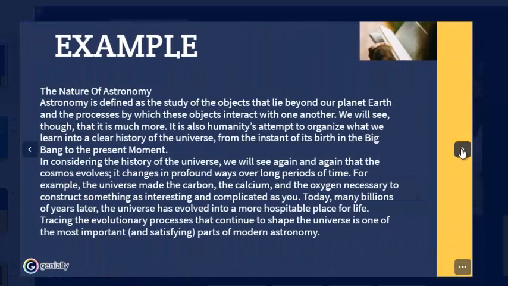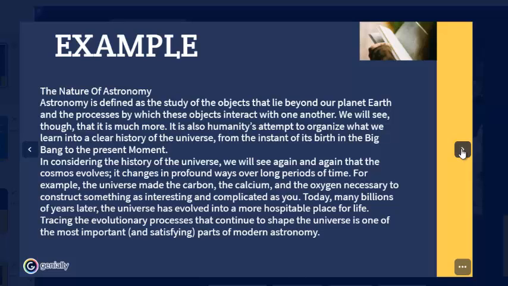It is an article about the nature of astronomy. It says, astronomy is defined as the study of the objects that lie beyond our planet Earth and the processes by which these objects interact with one another. We will see, though, that it is much more. It is also humanity's attempt to organize what we learn into a clear history of the universe, from the instant of its birth in the Big Bang to the present moment.